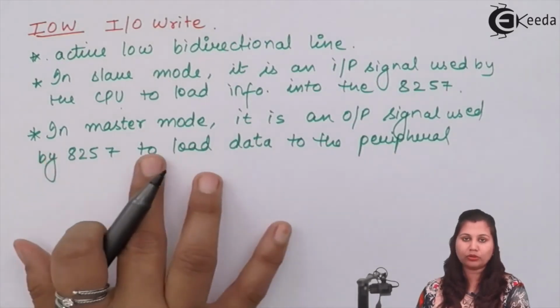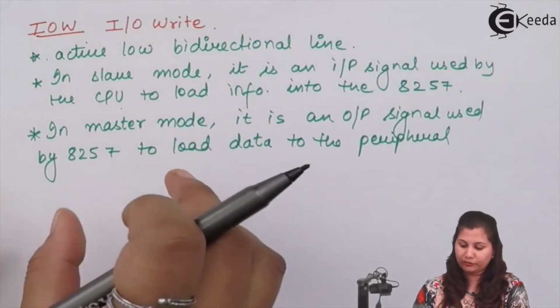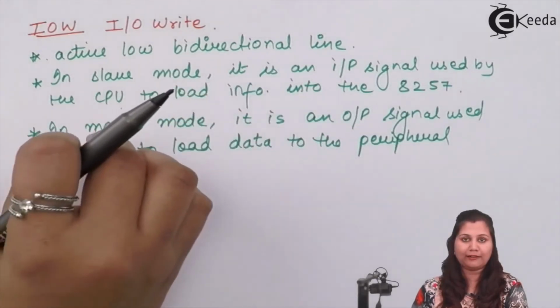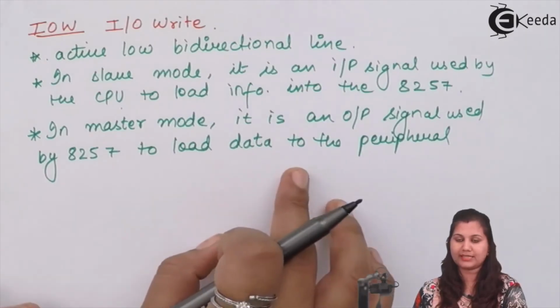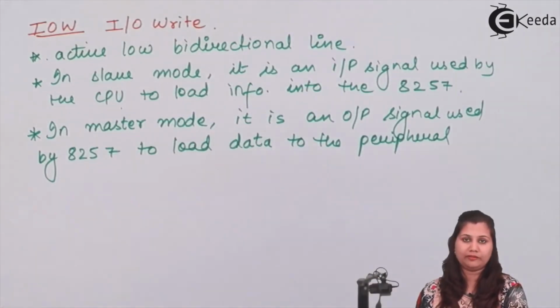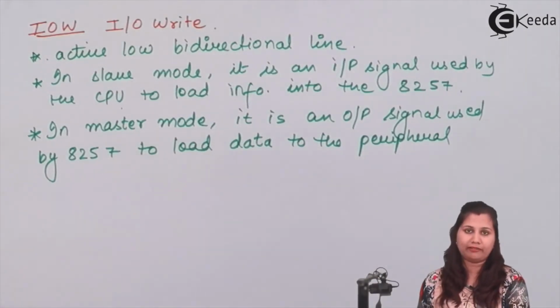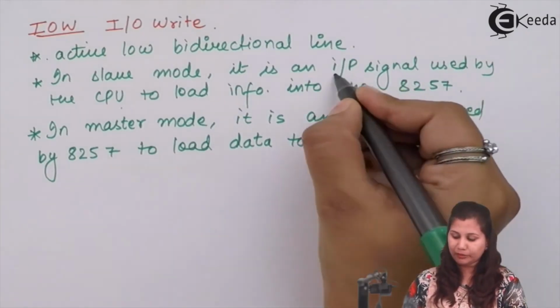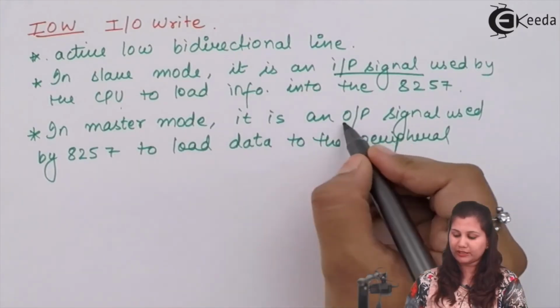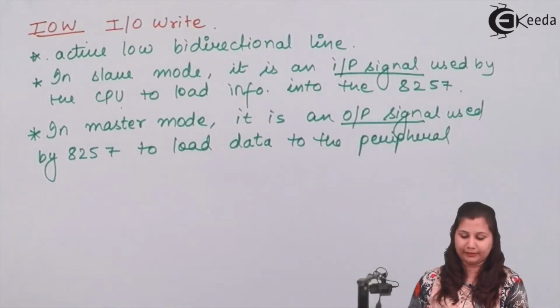So in master mode, whatever work was done by the CPU, that will be done by the DMA. So now DMA is going to load this data which is available with it to the peripheral device. Okay, so in slave mode, it is working as an input signal, whereas in master mode, it is working as an output signal.